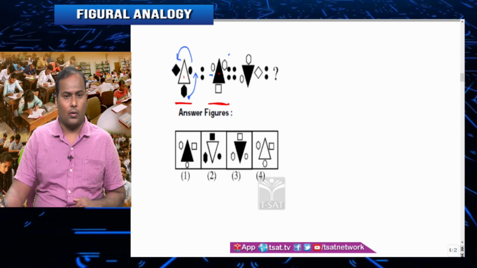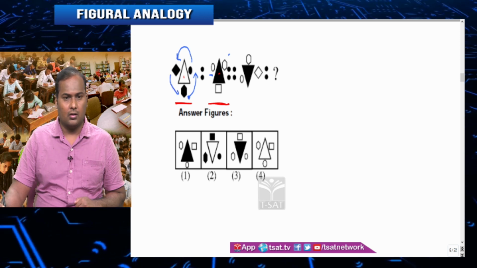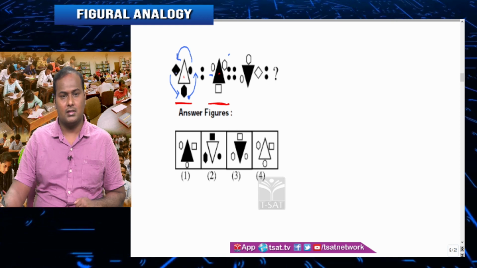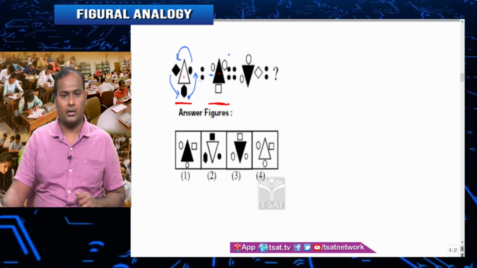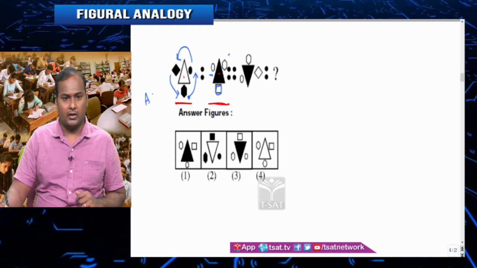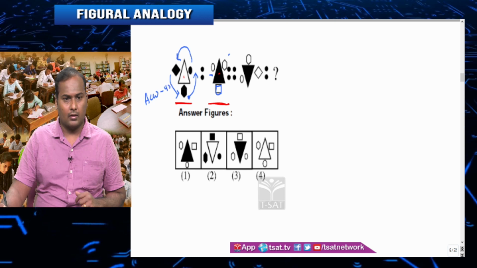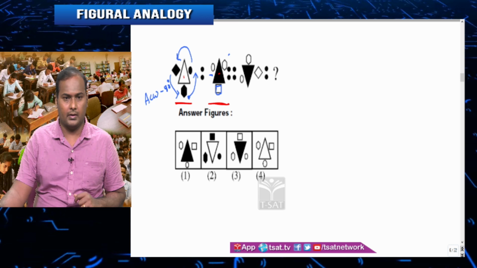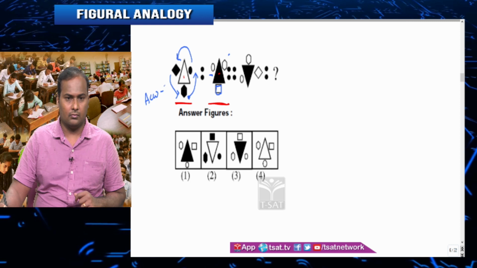And what about the quadrilateral? This quadrilateral also moved in the anti-clockwise direction, but with rotation. See, here it looks like a rhombus, but the moment it comes to the bottom here, it looks like a square. So it is also moving plus anti-clockwise rotation by 45 degrees.